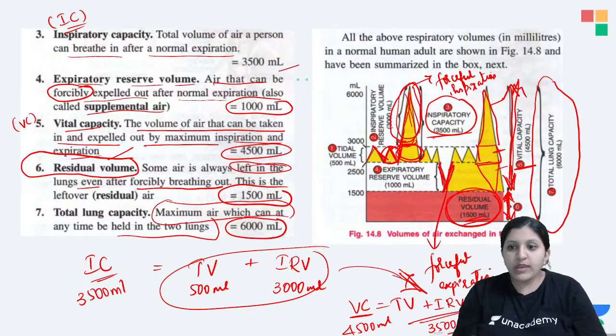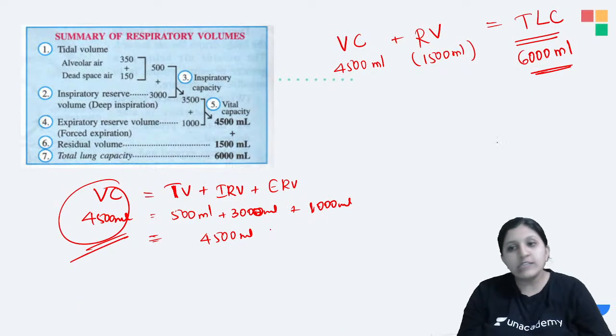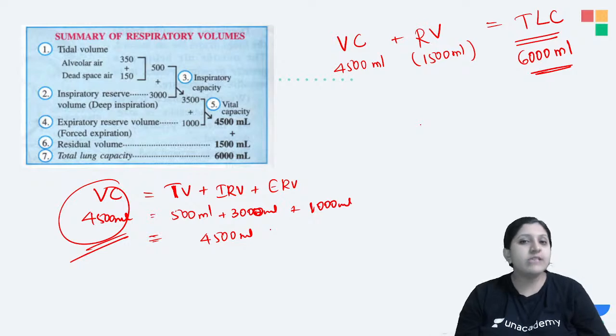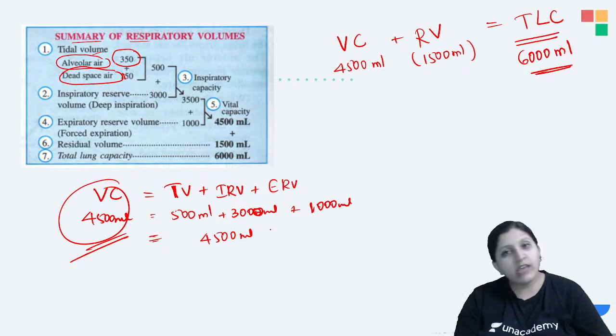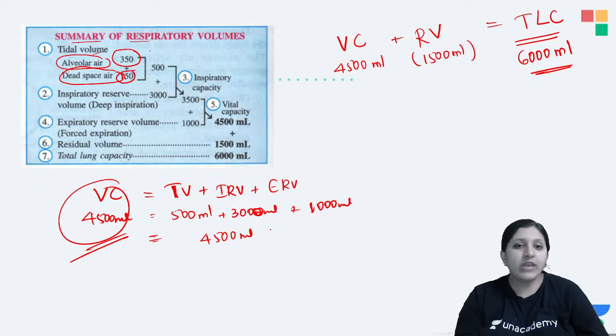So here we are getting each and every term. Each and every lung capacity term mentioned here is important for you all. This is the summary we have here. Tidal volume gives us the alveolar air, the air that reaches the alveoli. Dead space air is the air which does not reach the alveoli but remains in the trachea or bronchi, which is about 150 ml. So 350 ml and 150 ml together give us 500 ml.